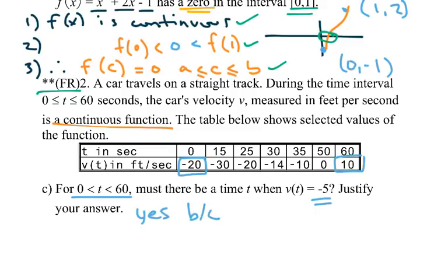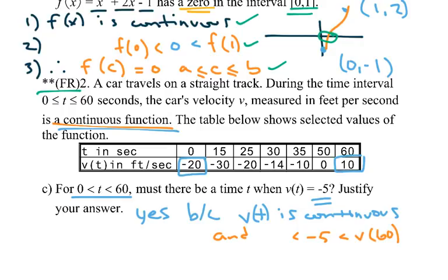And then we can say because v of t is continuous, and that was given to us, remember, it's a continuous function. And then we can also say -5 is between v of 60 and v of 0. And that's it. We're done.